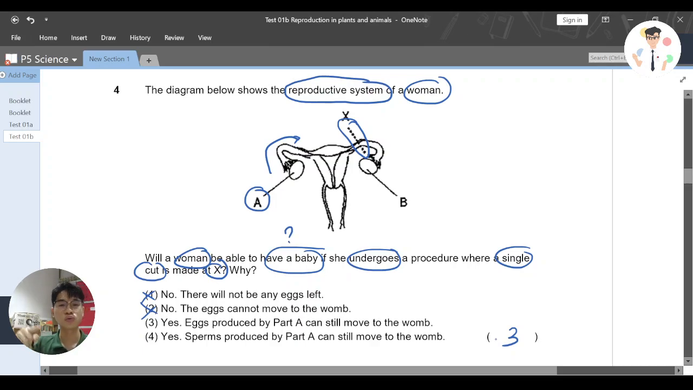But let's go through 4 also just in case we might make a mistake, right? Number 4, sperm produced by part A can still move to the womb. Does part A produce sperm? Not really, right? Again, this is a woman. It's actually a female reproductive system. So there's nothing about sperm being produced by a female. So this is wrong. So the answer is option number 3.